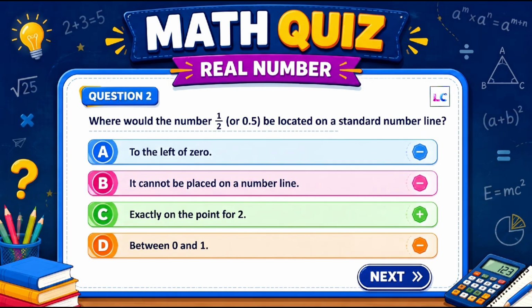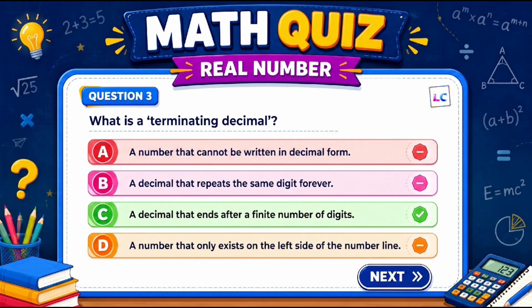Where would the number 1 by 2 be located on the standard number line? The right answer is option D. Click Next. Question number 3.